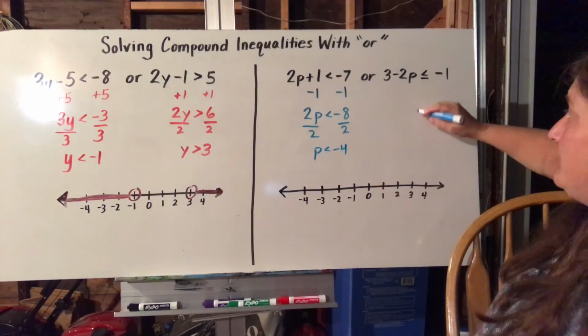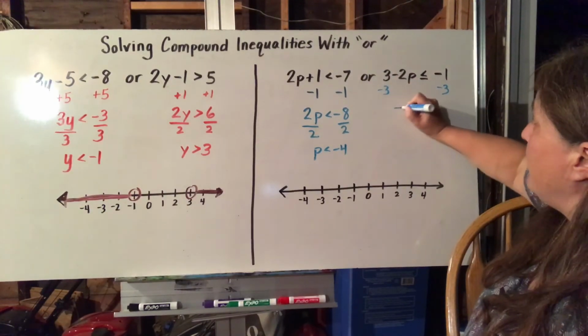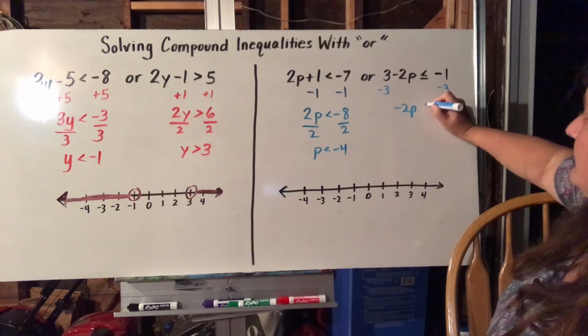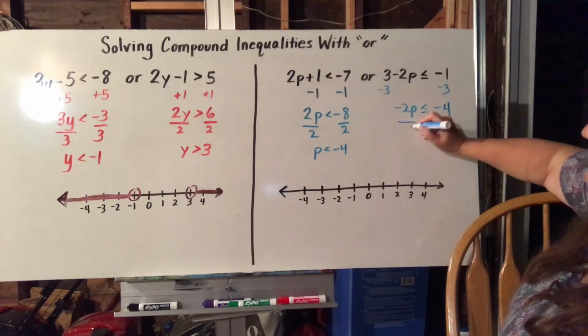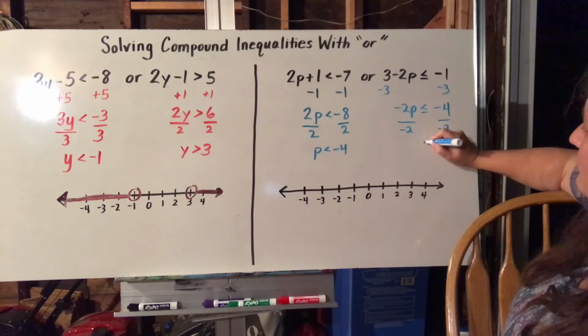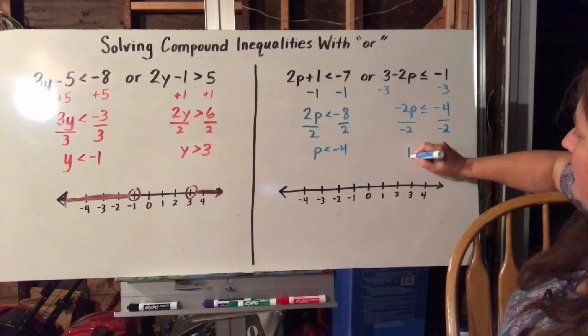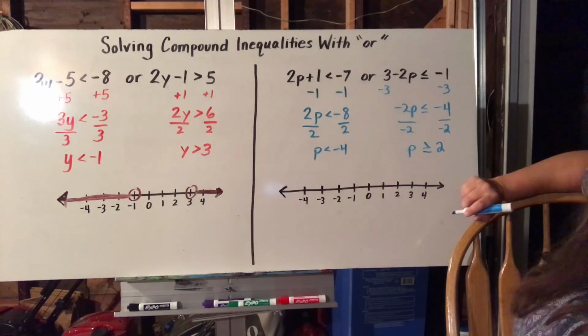All right, let's solve this one. So first I'm going to get rid of 3 on each side. So I have negative 2p is less than or equal to negative 4. And I'm going to divide each side by negative 2, which means that my inequality sign is going to flip or reverse. And p is going to be greater than or equal to 2.